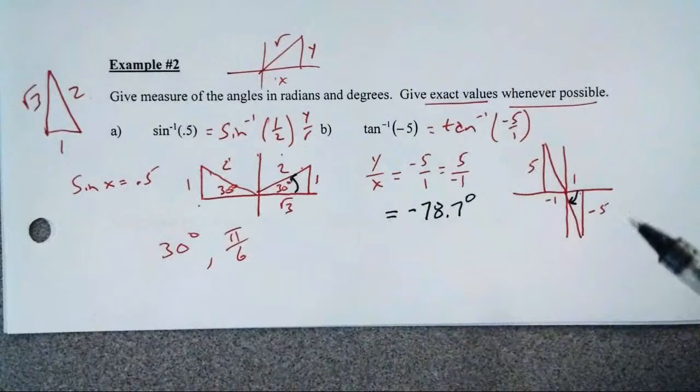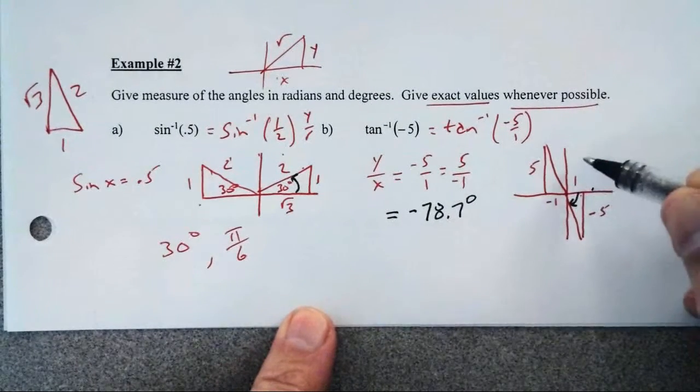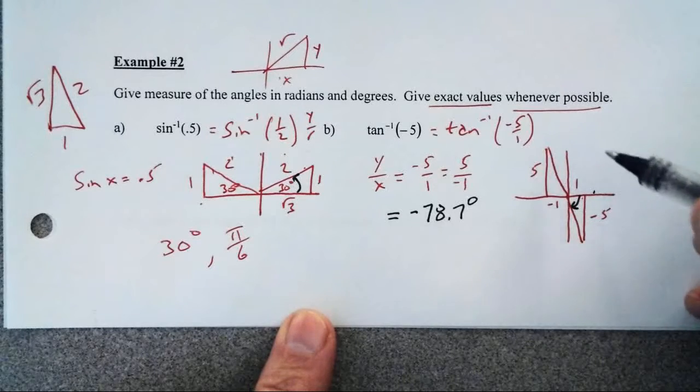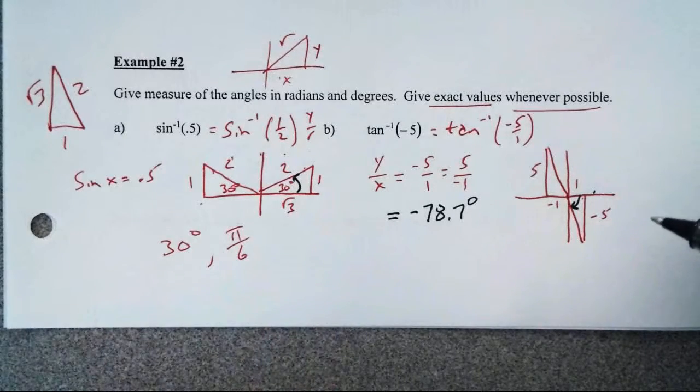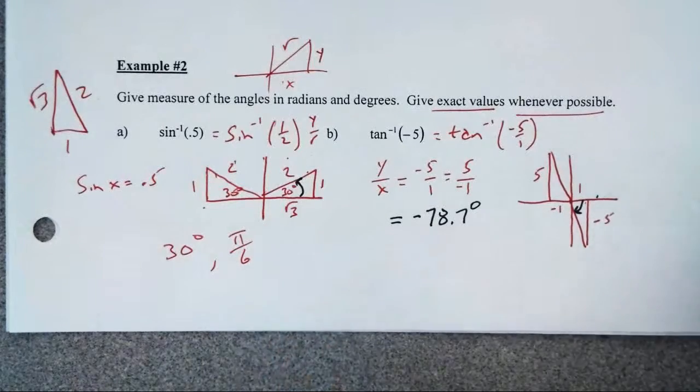Now, what if it's a tie? Let's say I could go first quadrant or fourth quadrant. Then we go with the positive. Okay, that would be the case with cosine. We go with the positive if it's a tie. But otherwise, we go closest.